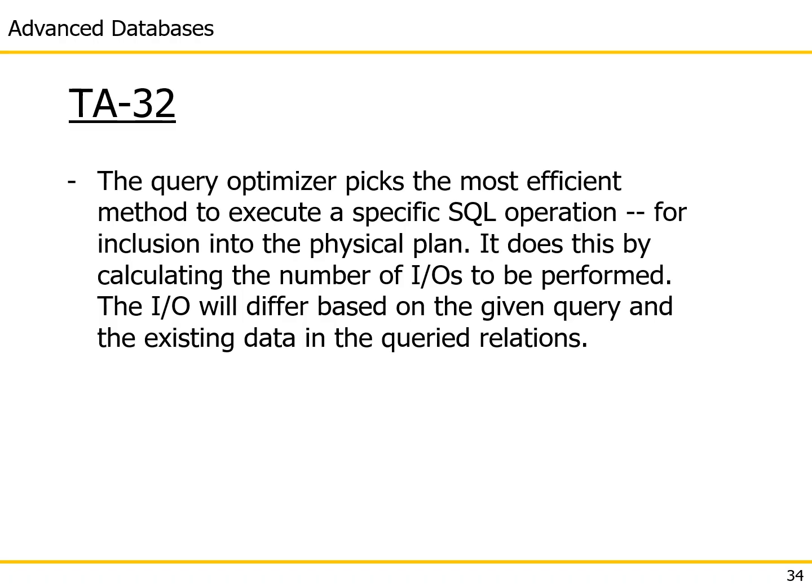So the takeaway of all this is that the query optimizer picks the most efficient method to execute a specific SQL operation for inclusion into the physical plan. It does this by calculating the number of I/Os to be performed. The I/O will differ based on the given query and the existing data in the queried relation.